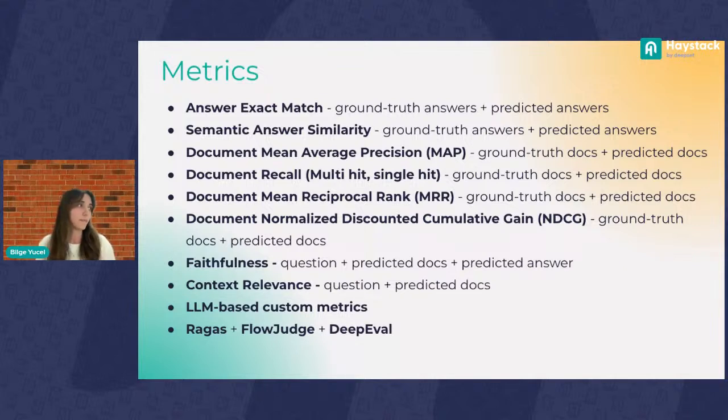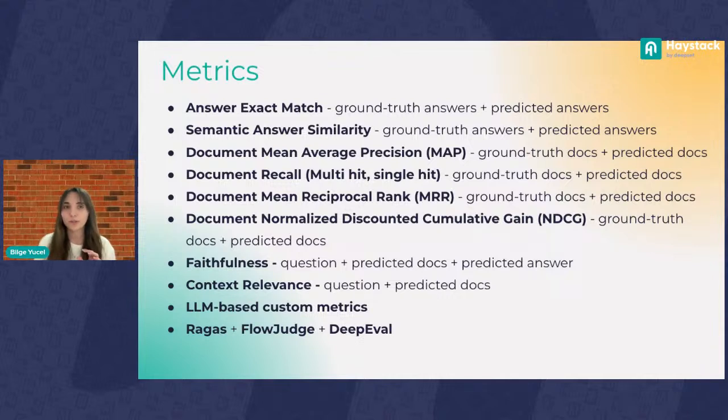Then there are 4 different metrics for documents: document mean average precision, recall, mean reciprocal rank, and normalized discounted cumulative gain. So the mean average precision is just like precision. How many of the retrieved documents are actually the ground truth documents? Then we have recall. Recall checks how many of the ground truth documents were actually retrieved by our retrieval.